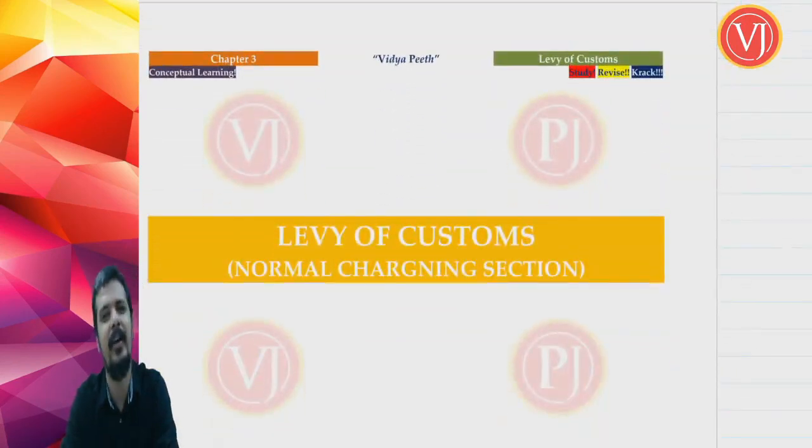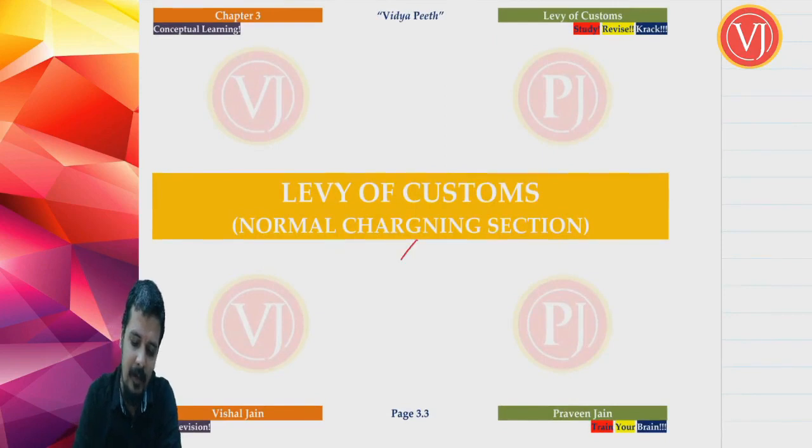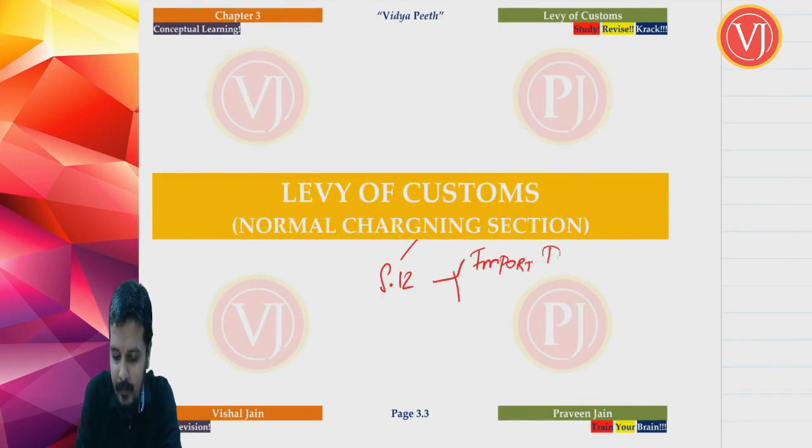Friends, the first subtopic of this chapter is normal charging section, where the entire focus will be only on section 12. So the first subtopic is your normal charging section, section 12, where the focus will be both on your import duty as well as your export duty.